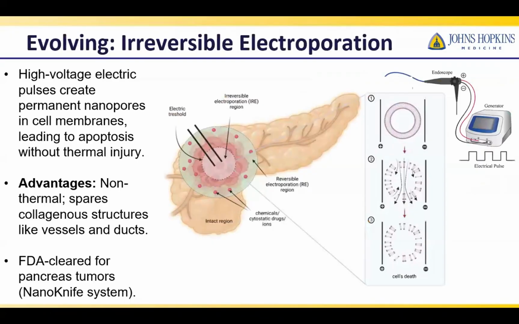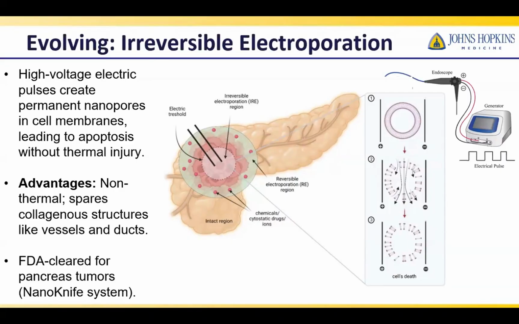So let us review some of the technologies that are under development. One is irreversible electroporation, where high voltage electric pulses are used to create permanent nanopores in the cell membranes and cause apoptosis. This is so localized, it is non-thermal, and it spares the vessels and the ducts and so on. This has already been used for pancreas solid tumors. There is an FDA-approved technology, so there is something that we might be able to use for pancreas cyst in specific situations.